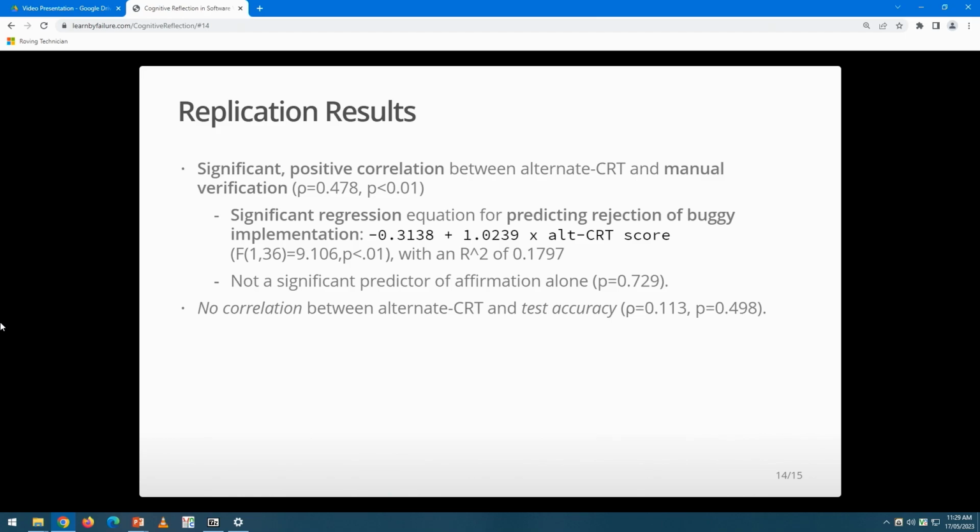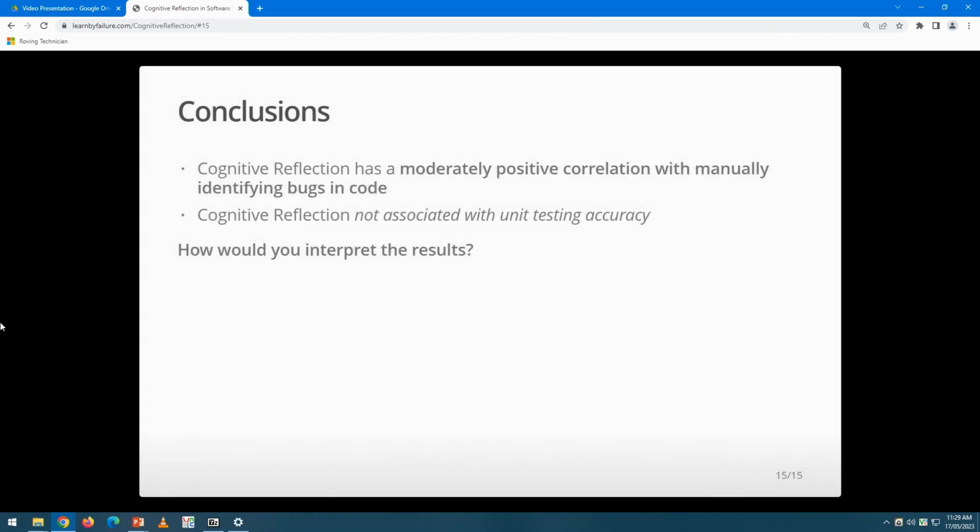It related to students' ability to manually identify a bug in the solution, but there was no relationship I could find between this cognitive reflection skill and the quality of their unit tests, nor between CRT and their ability to correctly identify an implementation that does meet its behaviors.